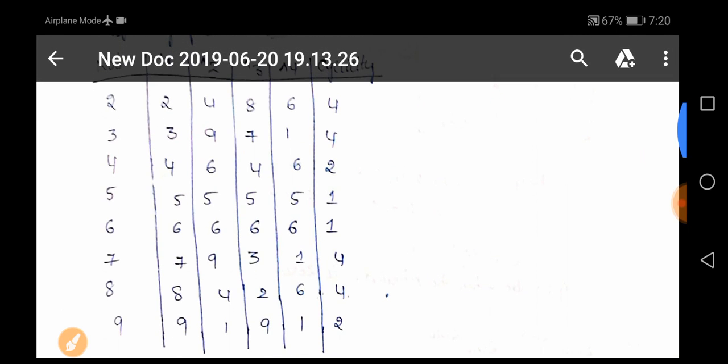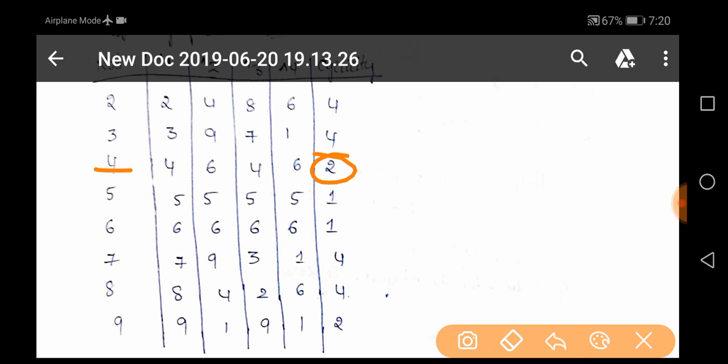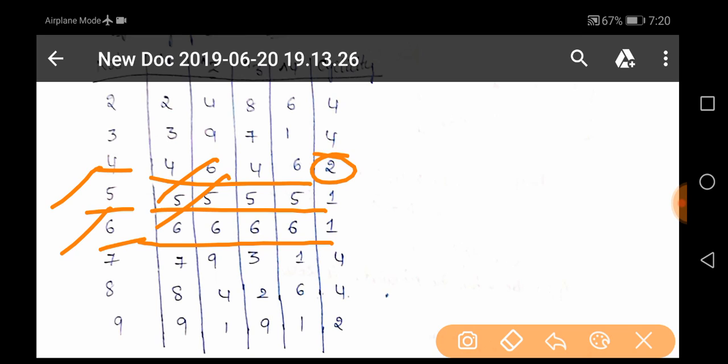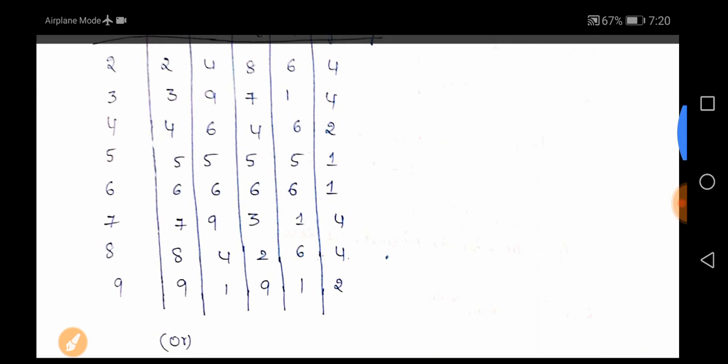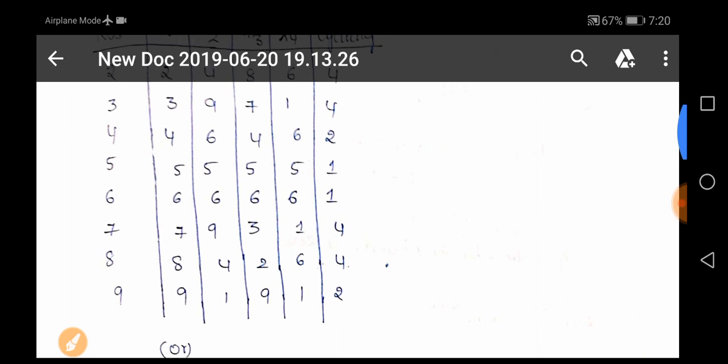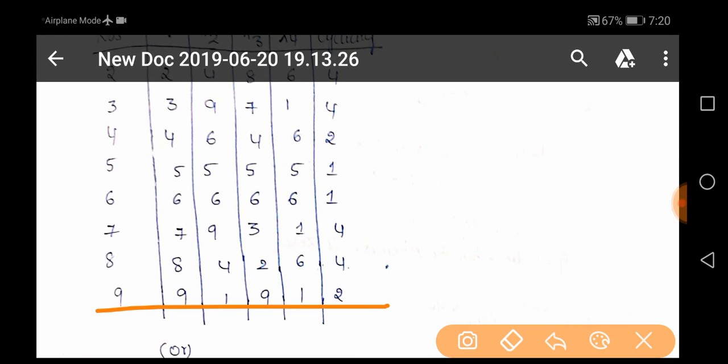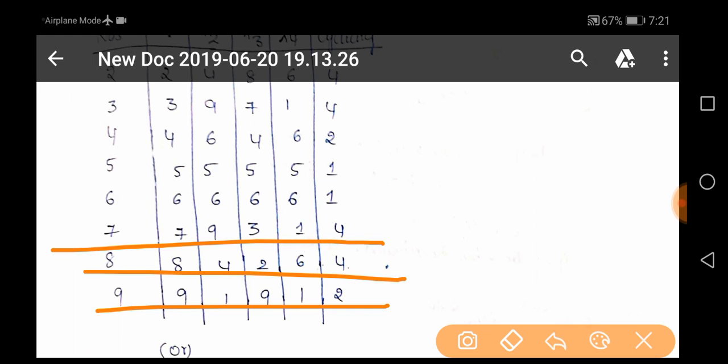Coming to 4, the cyclicity will be 2 because after every 2 powers the unit digit repeats. And coming to 5 and 6, the cyclicity is 1, because for every power the last digit will be the same digit. For 5 it is 5 and for 6 it is 6. So the cyclicity will be 1 and 1. Similarly for 7, 8 and 9. Please go through it and keep in mind the cyclicity of a number.